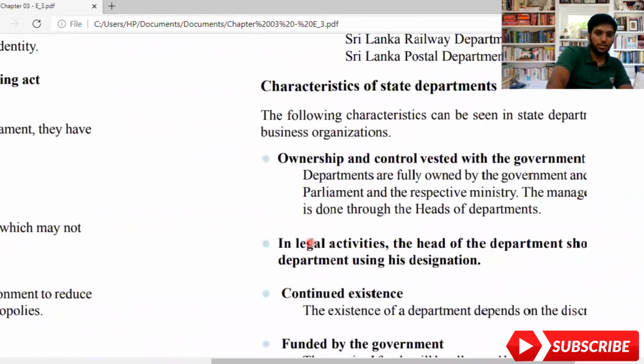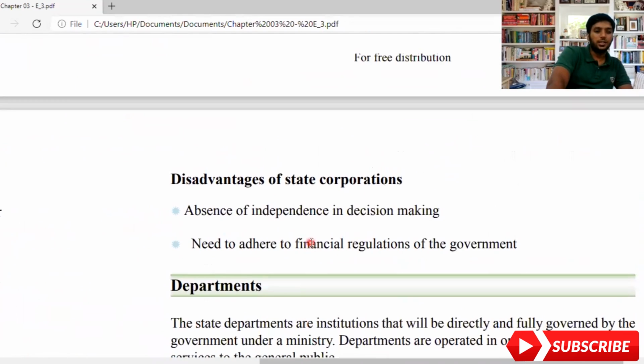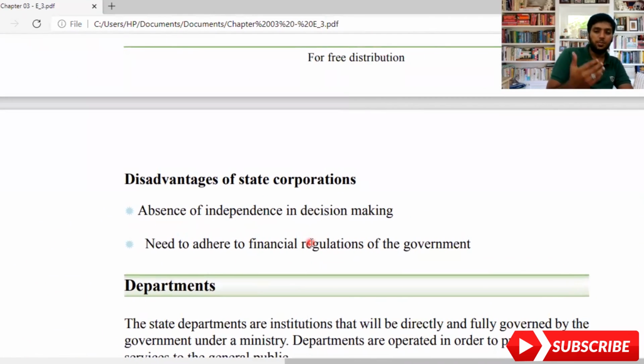So I hope so. And disadvantages of state corporations, the bad things of a state corporation: absence of independence in decision making. If you are taking a decision, you can't take the decision alone. You have a hierarchical procedure to follow. Need to adhere to the financial regulations of the government. You can't just start the company you want. You need to ask, is there a fund to start? Is there a fund to go ahead? Then of course, having this, you will be able to go ahead and do the business.